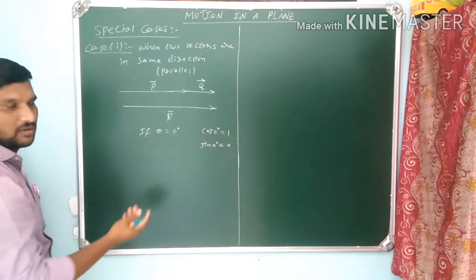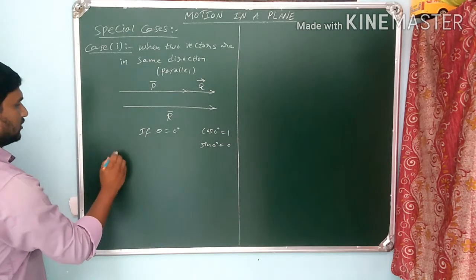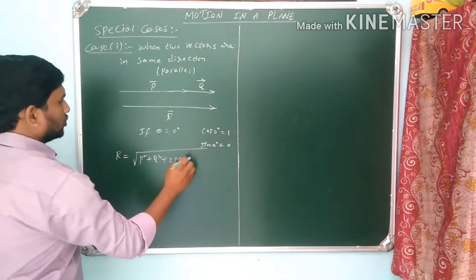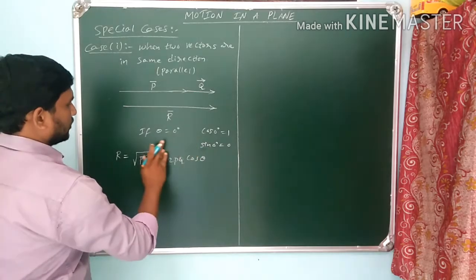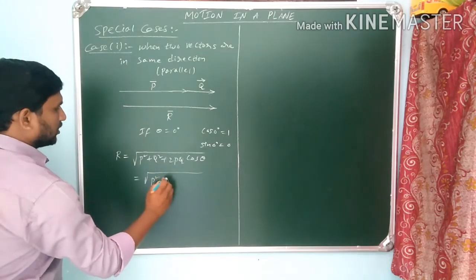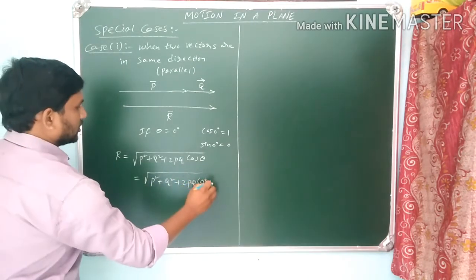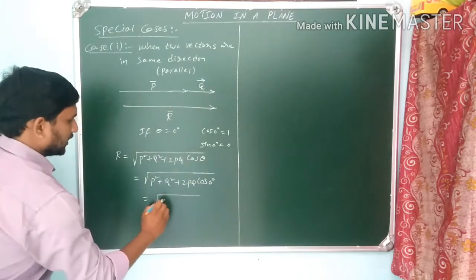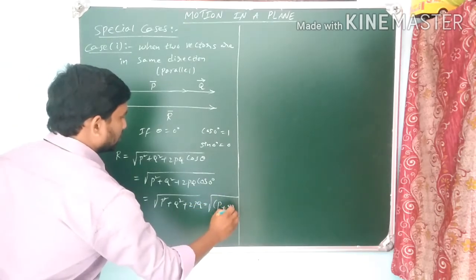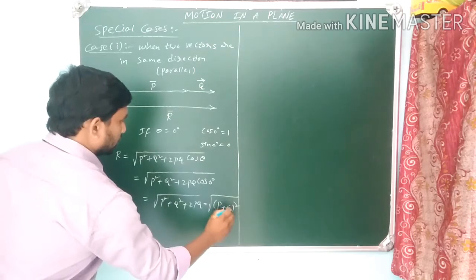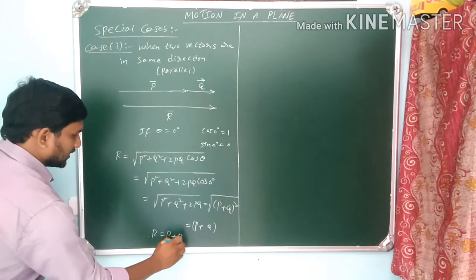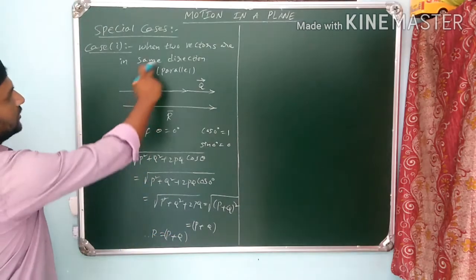We know that the formula for the magnitude of the resultant in a parallelogram: r is equal to root over p square plus q square plus 2pq cos theta. Now substitute the values: root over p square plus q square plus 2pq cos 0 degrees. Cos 0 is 1, so we get p square plus q square plus 2pq. It is in the form of p plus q whole square. Therefore, we get p plus q. Therefore, the resultant is p plus q when two vectors are in the same direction.